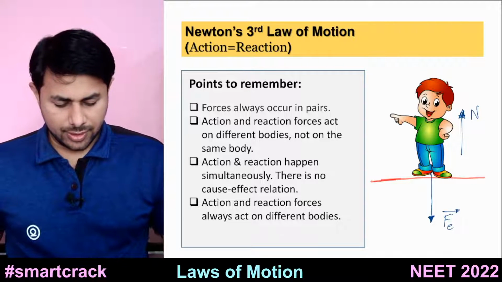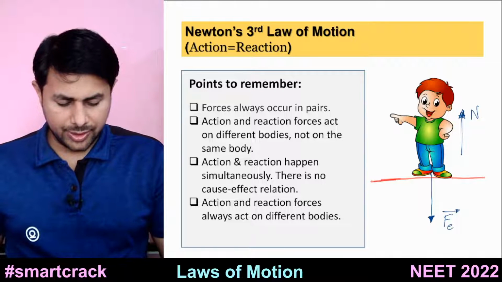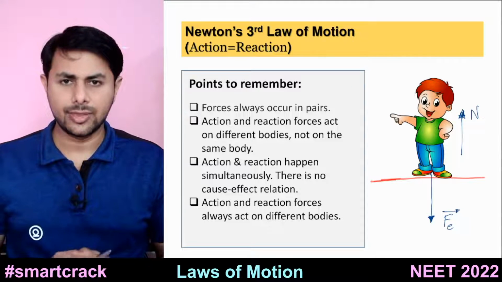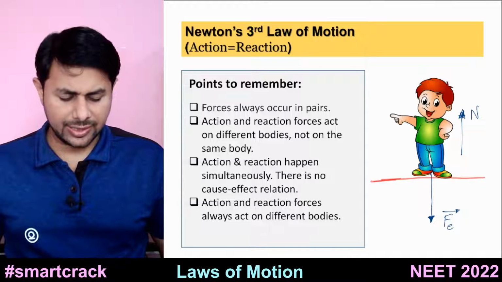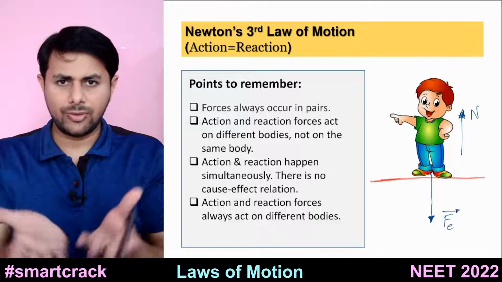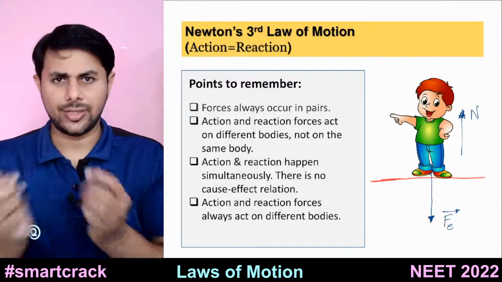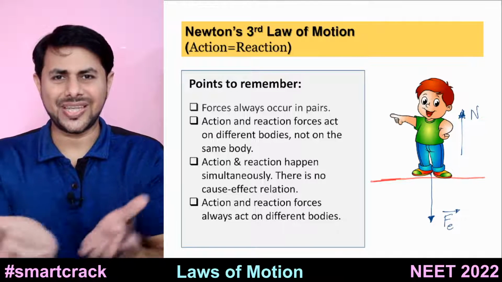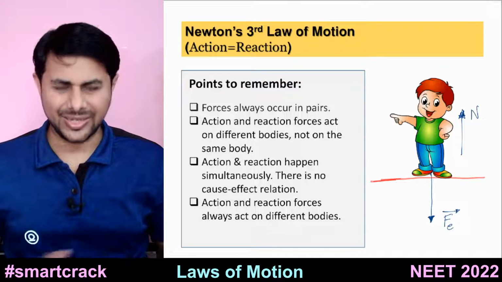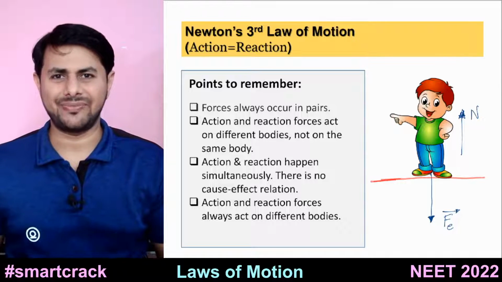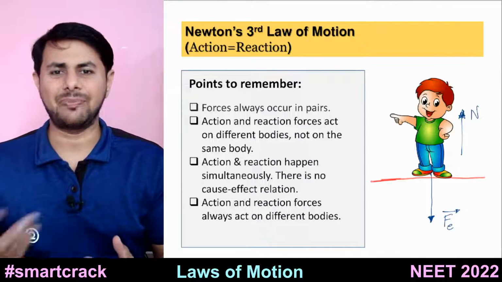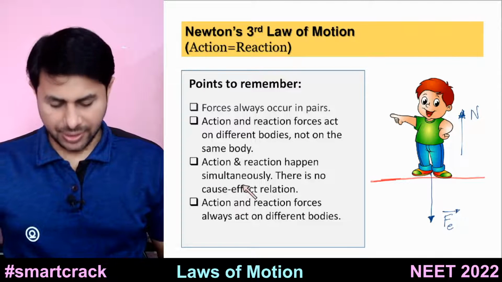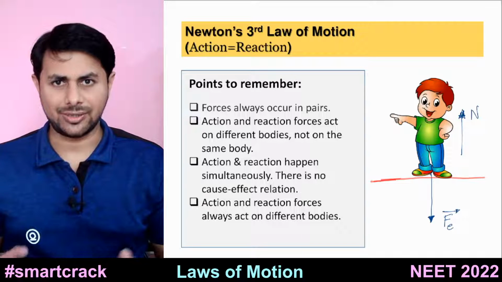So for an example, let's suppose this boy is standing on this floor. Then his weight acts on the floor and the floor exerts a normal reaction. This is called a reaction because it is the answer to this force. But both happen at the same time. Reaction doesn't mean that it happens afterwards. So action and reaction happen simultaneously. There is no cause and effect relation between them.